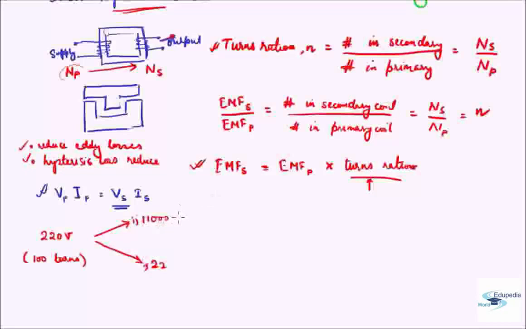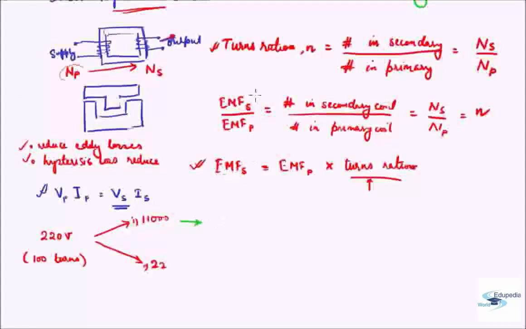To do this, either you can think logically that since we are stepping up, in the first case we need to have more turns in the secondary coil, and how much more? 11,000 divided by 220 more, that many times 100. But alternatively, we can do it directly by using the formula. Let's do it using the formula.